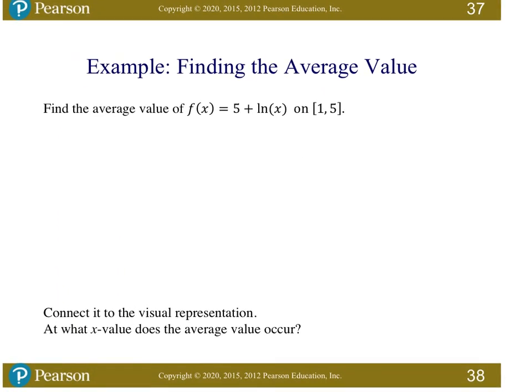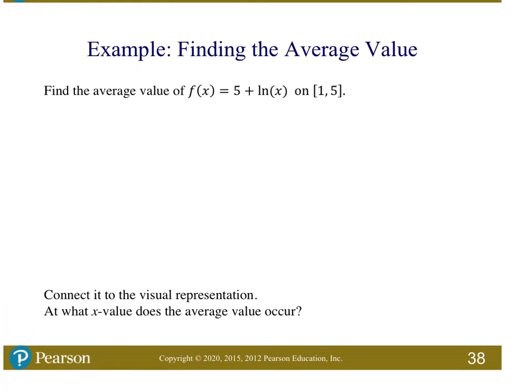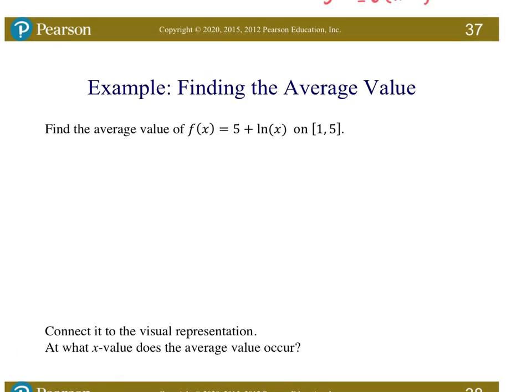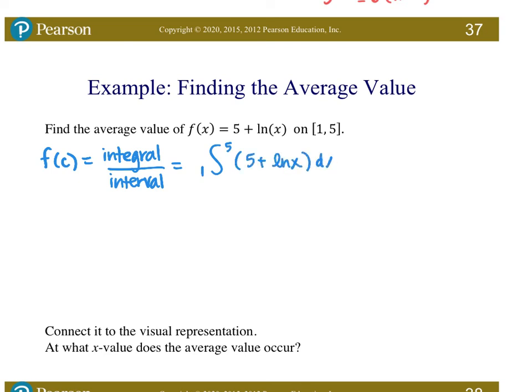Okay, let's try another one. Find the average value of 5 plus the natural log of x on 1 to 5. So let's define that. The average value is integral over interval. Let's write the integral, this time 1 to 5, parentheses 5 plus ln x dx over 5 minus 1.